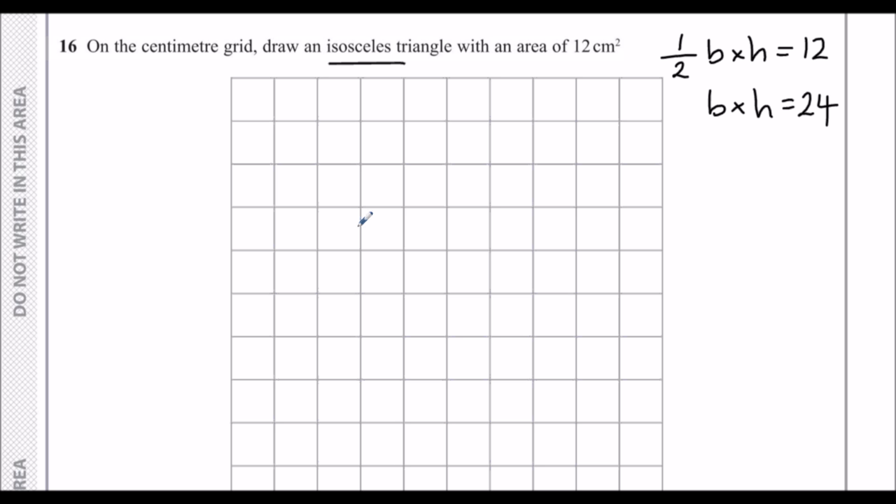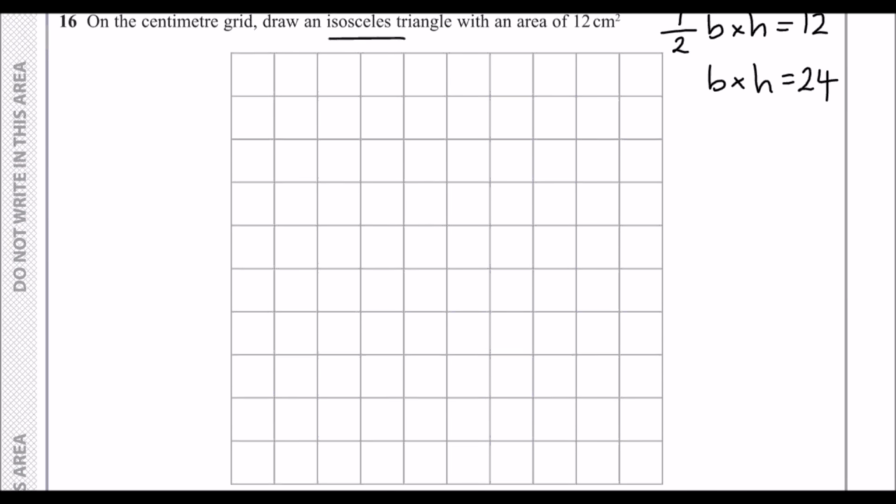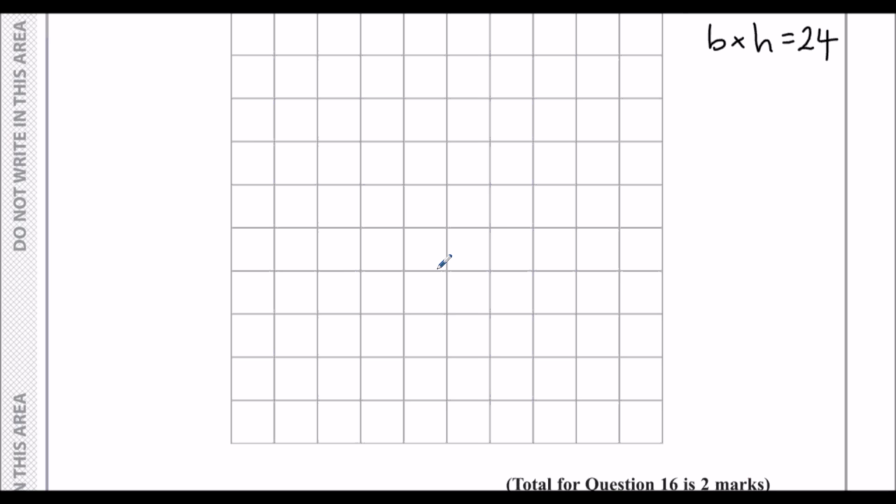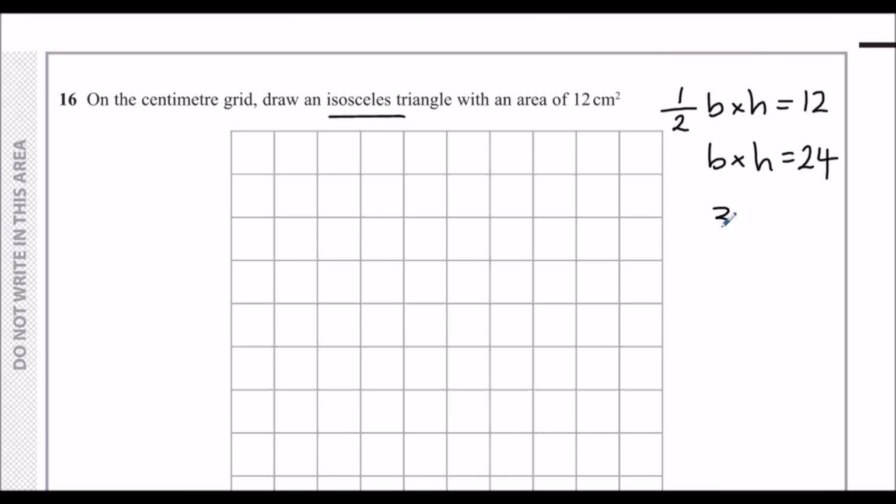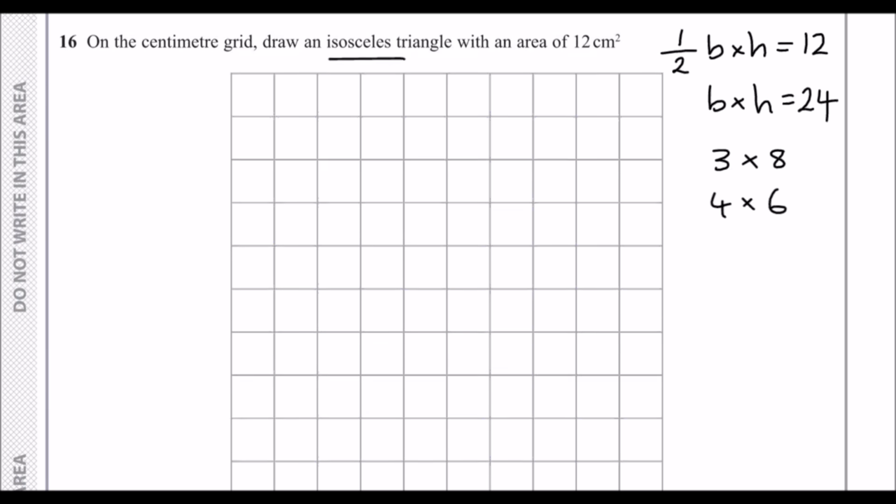I could do 1 and 24, but I don't think I'll have enough squares to do 24. I could do 2 times 12. No, I can't do 2 times 12. I can do 3 times 8 or 4 times 6, with the base and the height either way round. So I could have a base of 8 and a height of 3, or a base of 3 and a height of 8, or a base of 4 and a height of 6, or a base of 6 and a height of 4. Any of those combinations.